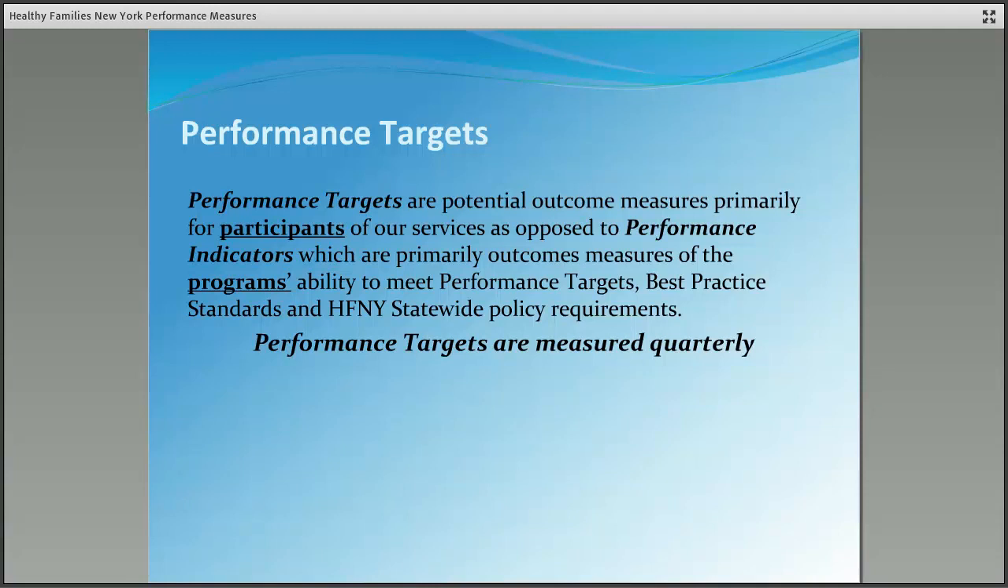The Performance Target Manual will be located on the Healthy Families New York MIS page where all these webinars are located, and also with the other documents mentioned in all of the webinars.